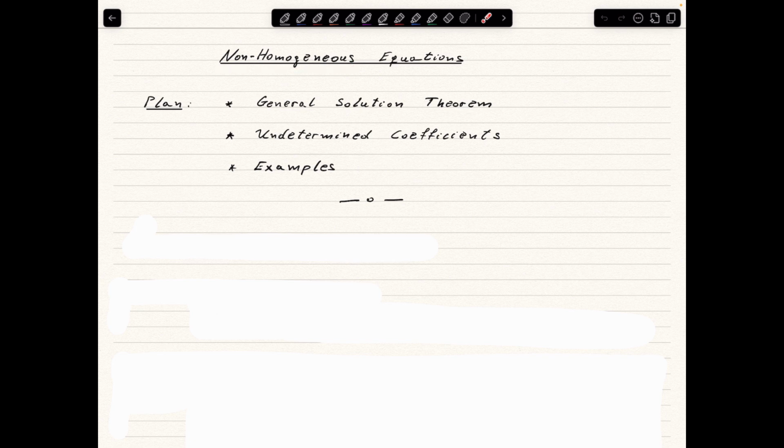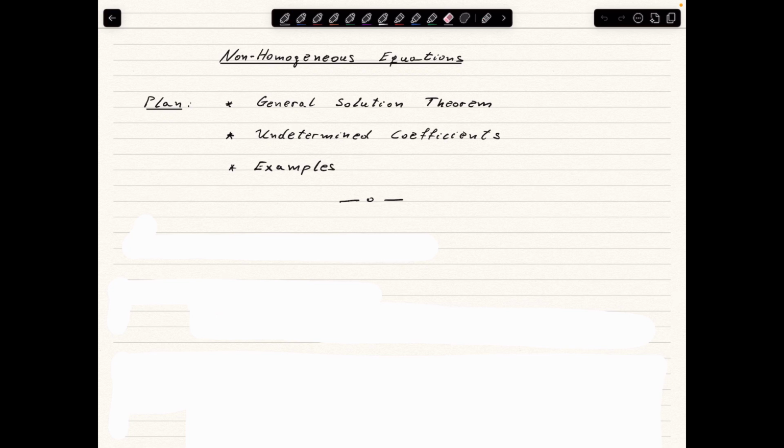First we are going to generalize the general solution theorem we have proven for homogeneous equations. We are going to generalize that to non-homogeneous equations, and then we are going to introduce a method to find solutions to non-homogeneous equations, which is called undetermined coefficients, which is a fancy name for guessing the solution in the case that the non-homogeneous part of the equation is simple enough. And we are going to see how this works in a few examples. So that's the plan for today.